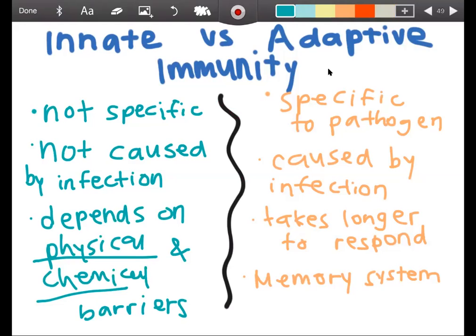And then with adaptive immunity, this is what you're not born with. This is in the case of your body learning how to fight off a specific pathogen or a sickness. So it can target a specific pathogen that can be caused by infection. It does take a little bit longer to respond in this case, but with adaptive immunity, your body will have a memory system that will learn how to combat that pathogen.